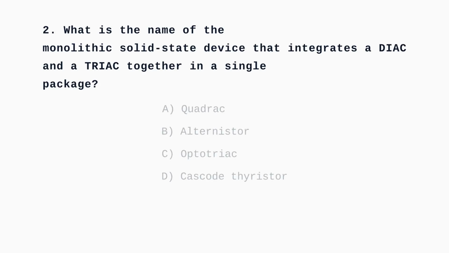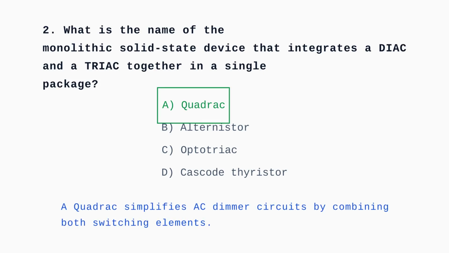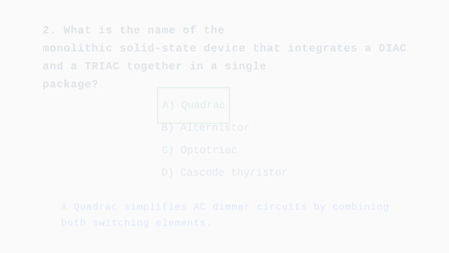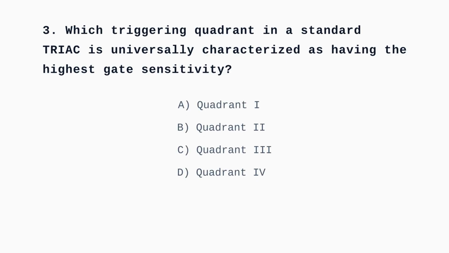retriggering. Question 2. What is the name of the monolithic solid-state device that integrates a DIAC and a TRIAC together in a single package? A quadrac is a specialized power semiconductor containing a built-in series DIAC internally connected to the TRIAC gate, minimizing external component counts.